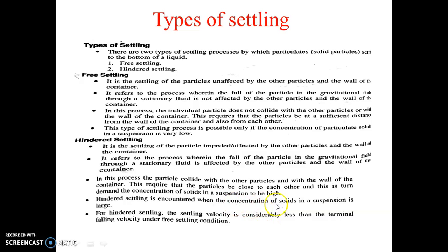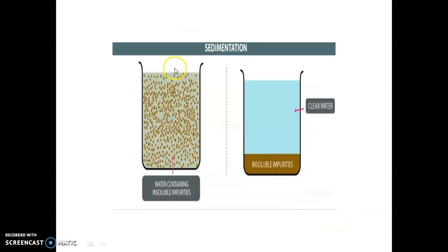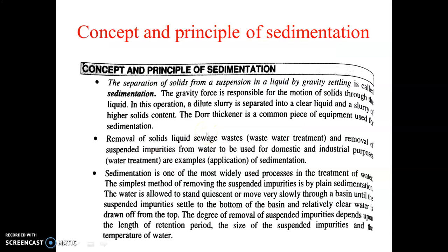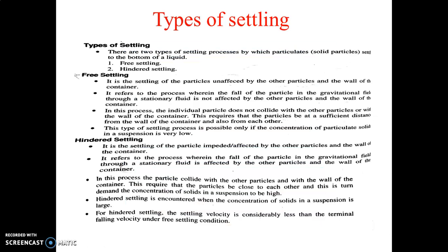When hindered settling is obtained, the concentration of solid in the suspension is very large. If we look at this figure, the concentration of solid is very large, so there are chances of hindered settling occurring. In settling, it depends upon the concentration which type of settling takes place. Concentration means how many solids are in that liquid. If the concentration is higher, then it is hindered settling. If the concentration is lower, the particles settle by free settling.